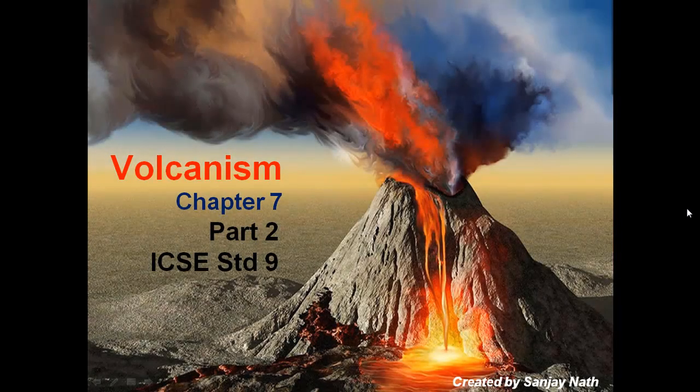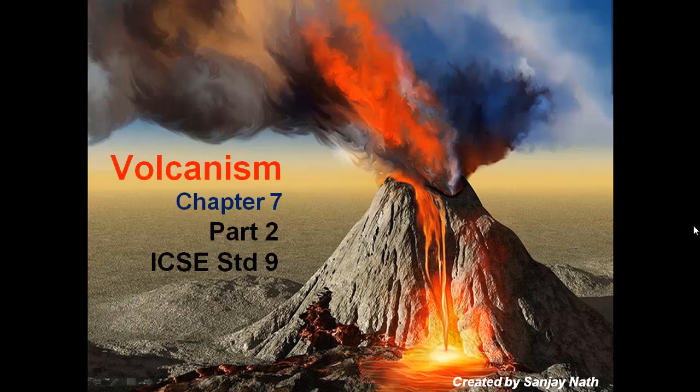Today's session is on Volcanism, Chapter 7, Part 2, ICSE Standard 9. In our previous part, we already discussed what volcanism is and how volcanic activities are very commonly found at the plate margins. The three different locations where volcanic activities are very common are: at the divergent plate boundary, at the convergent plate boundary, and over the hotspot.